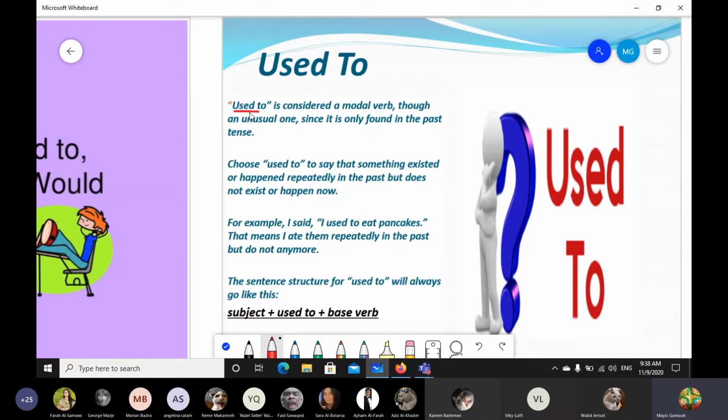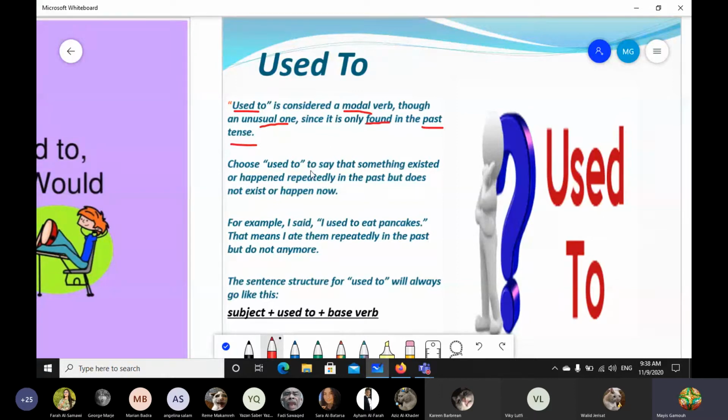When I say used to, from its name, which is in the past, it is considered a modal verb, though an unusual one, not very commonly recognized. Since it is only found in the past tense, it is only found in the past. So it is a modal verb, but not very commonly known. It's an unusual one.